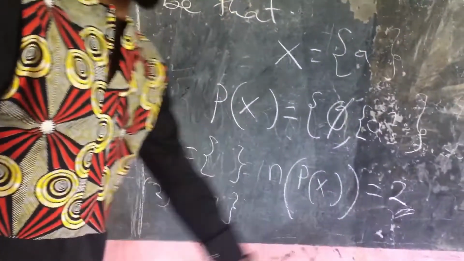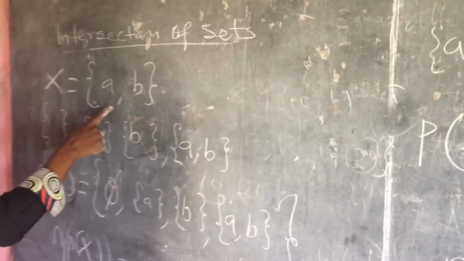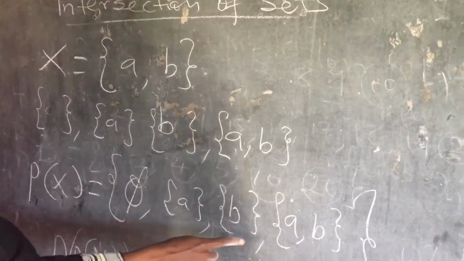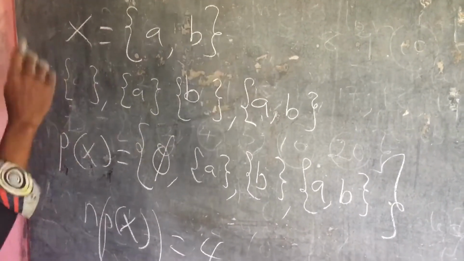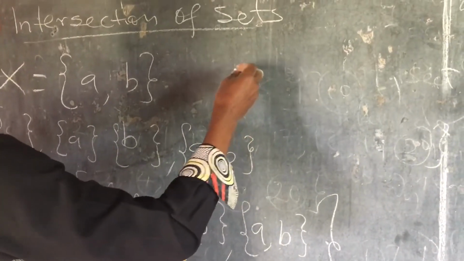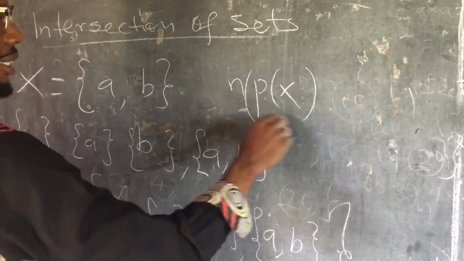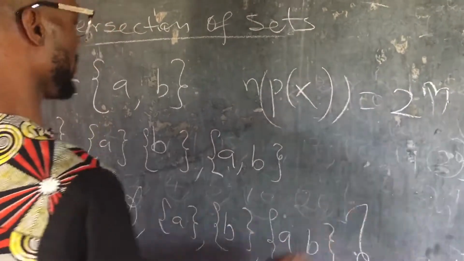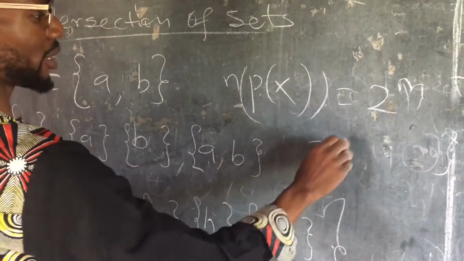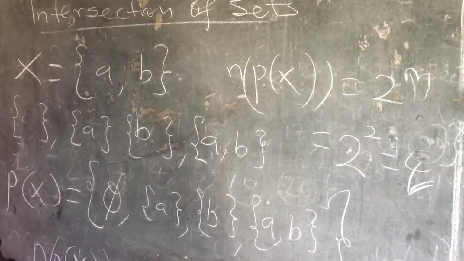And now what do we get for here? For this set, we have 2 elements. So when we take the cardinality of the power of that set, we get 4 elements. So if we put down our formula, the cardinality of the power set of any set X is 2 raised to power m, where m is the number of elements. So if I take 2 raised to power 2, I will get 4.